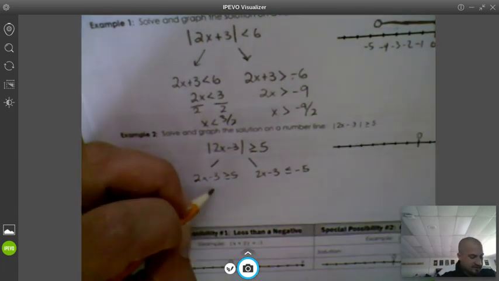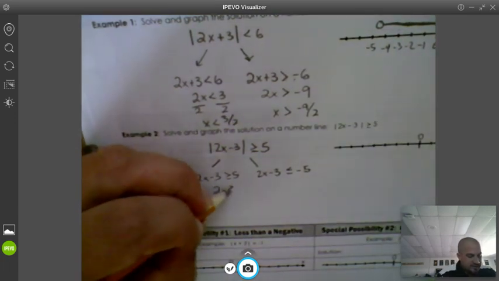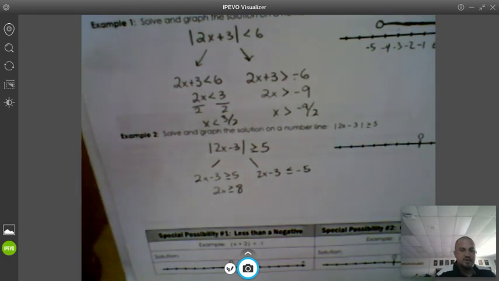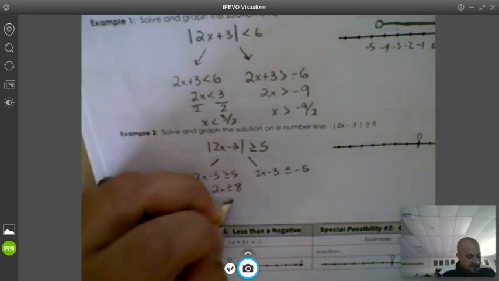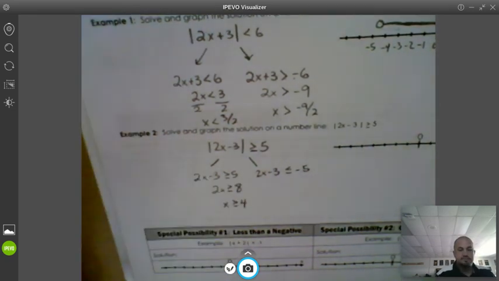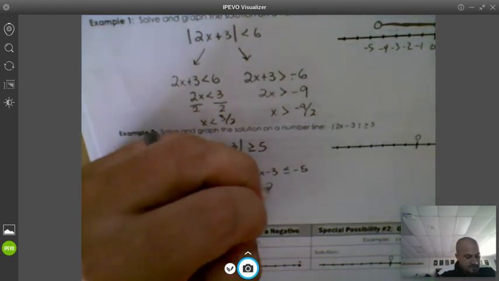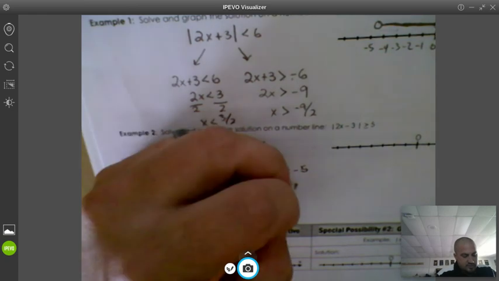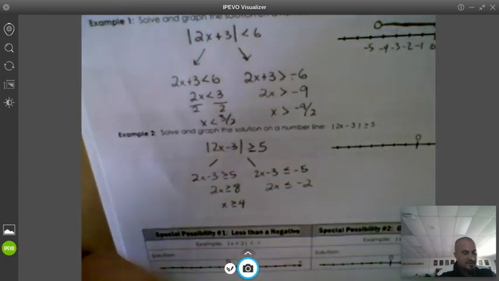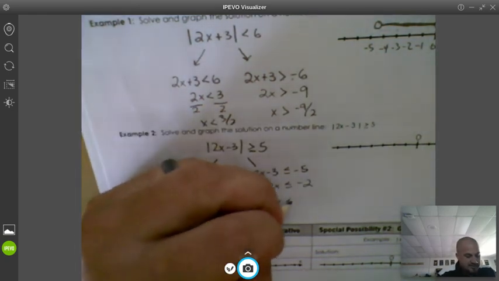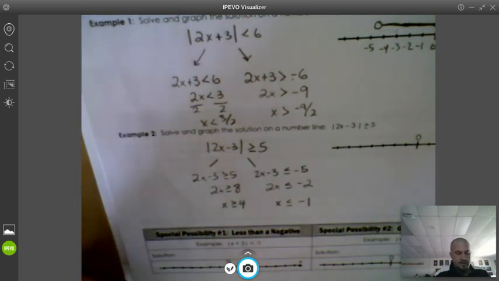I'm going to add 3. So 2x is greater than or equal to 8. And then I'm going to divide by 2. So x is greater than or equal to 4. Over here, I'm going to add 3. So 2x is less than or equal to negative 2. And then I'm going to divide by 2. x is less than or equal to negative 1.